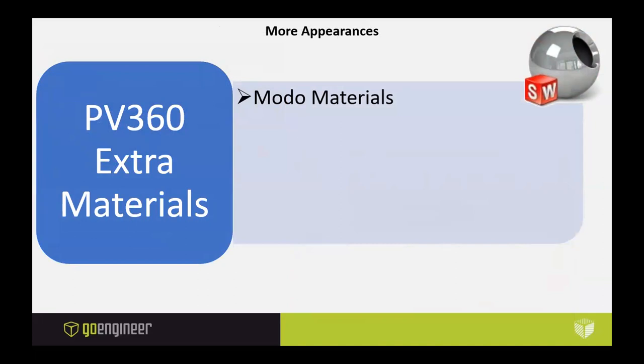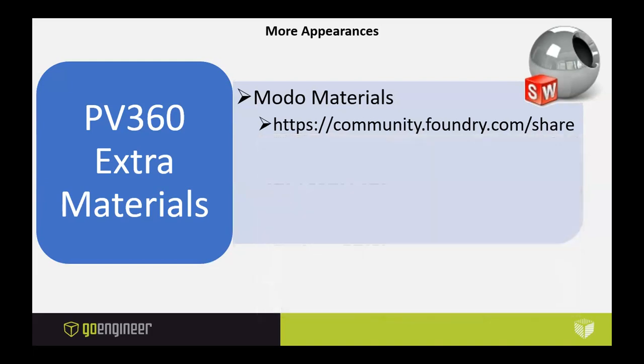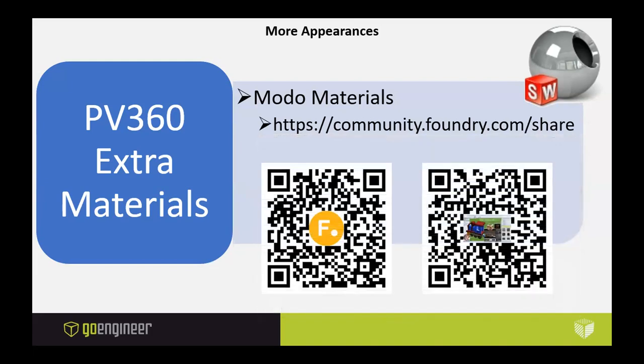Okay, for PhotoView 360, if you want some extra materials to apply to the part, you can check out the Moto Materials. Okay, they're part of your SolidWorks subscription. Okay, if you go up here and you're logged into your SolidWorks ID, you can download their materials. I think there's like 945 of them.